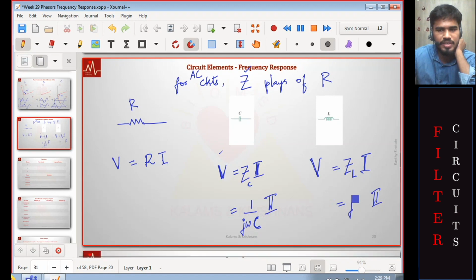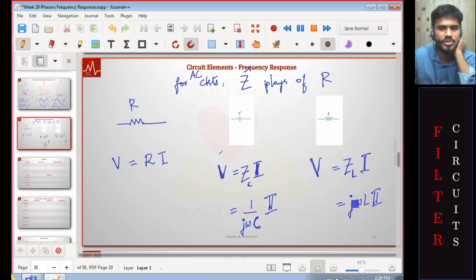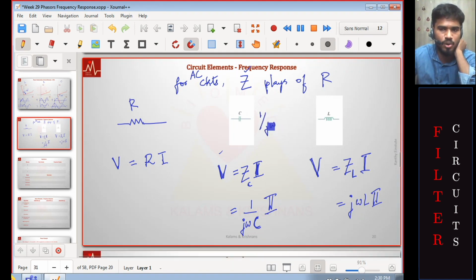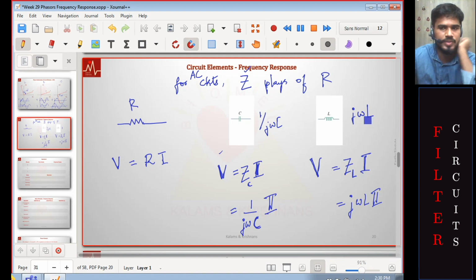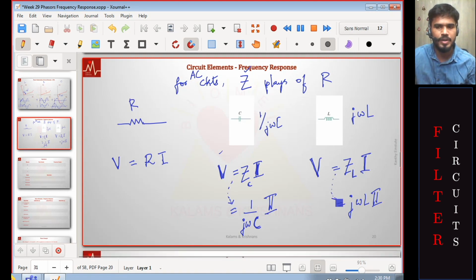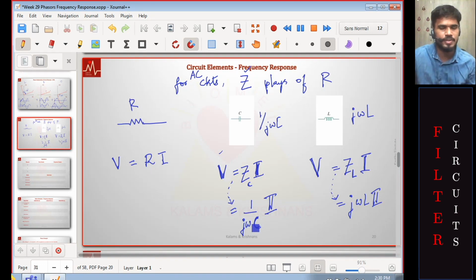And here it's going to be j omega L into this current. So ZC is 1 by j omega C, which plays the role of resistance, and j omega L plays the role of resistance for an inductor. How this happens is better explained in the recorded videos. Let's not spend time there, but let's start applying this impedance, see it in the numerical examples, and start solving circuits.